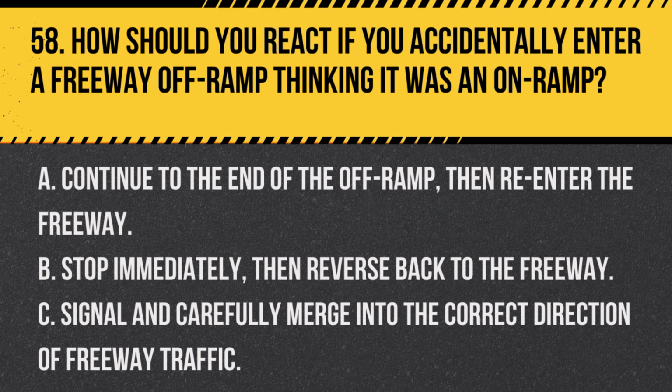Question 58. How should you react if you accidentally enter a freeway off-ramp thinking it was an on-ramp? A. Continue to the end of the off-ramp, then re-enter the freeway. B. Stop immediately, then reverse back to the freeway. C. Signal and carefully merge into the correct direction of freeway traffic. Answer. A. Continue to the end of the off-ramp, then re-enter the freeway. Reversing or stopping can cause accidents. Safely exiting and re-entering is the best option.